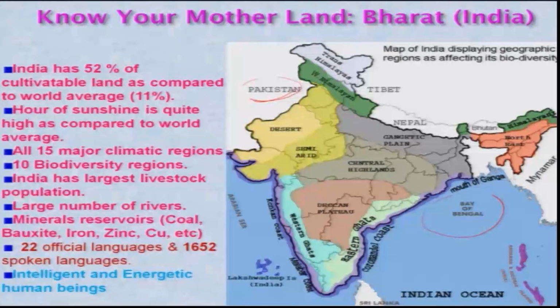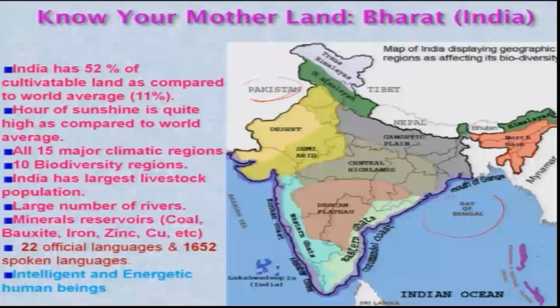And besides this, mineral reservoirs are quite high. We have coal storage which can continue, even if we use it at this rate, maybe another 250-300 years. And we have bauxite, a large reservoir, from which we produce aluminum, so also iron, zinc and copper and several other minerals we are endowed with. So, these are our wealth we should utilize.